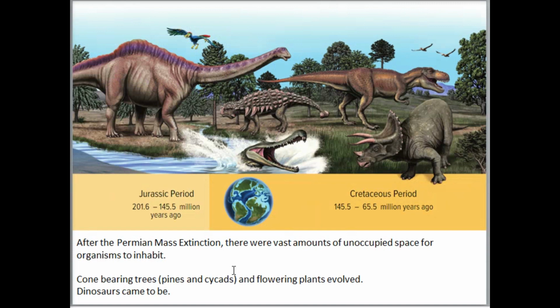Okay, so here it says, after the Permian mass extinction, there were vast amounts of unoccupied space for organisms to inhabit. This basically accounts for the rise of the dinosaurs, because each organism had huge amounts of food. Basically, there's a huge abundance, and as a result, if you eat lots and lots of food, you get big. And this is what happened to lizards, and they basically just turned into dinosaurs. You also had cone-bearing trees and flowering plants evolving. The dinosaurs came to be.